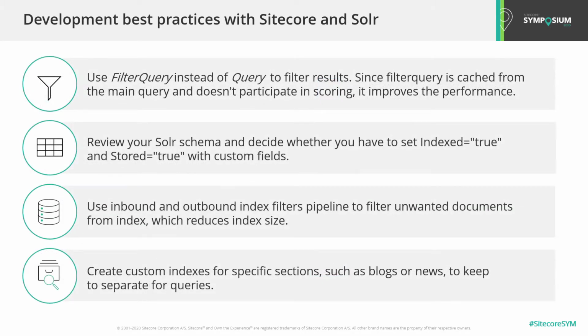For filtering results, we should use filter query instead of query because filter query is cached separately from the main query. It increases performance. Make sure you review the schema for custom fields and update the index and store properties as per need. Index true means the field will be used for filtering or sorting results. Store true means we can retrieve this field from the result and use it anywhere for any logic. We need to use inbound and outbound index filters for better performance. Instead of using default Sitecore indexes, create custom indexes for functionalities such as blogs, news, etc.